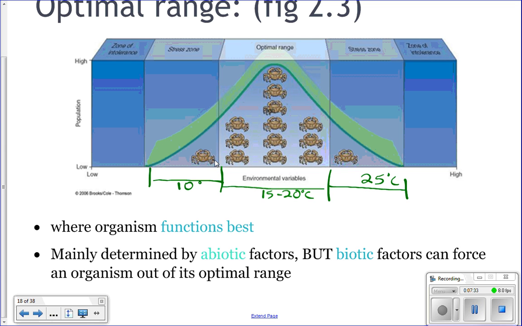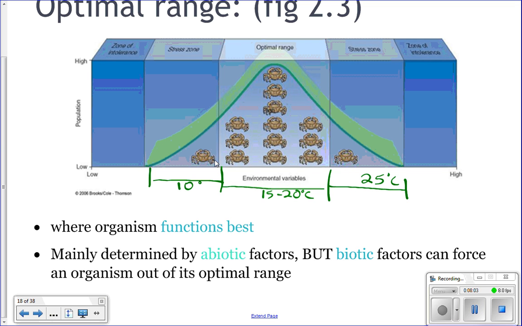In this area, the crab can survive in these temperatures, but it's much harder for it to survive. It's under a lot more stress. It has to work harder to survive. And so these are called the stress zones. Because the animal is working so much harder to survive, it's expending a lot more energy. There's less energy that can go into reproduction. And so you can see the population of these animals is much smaller in these stress zones.